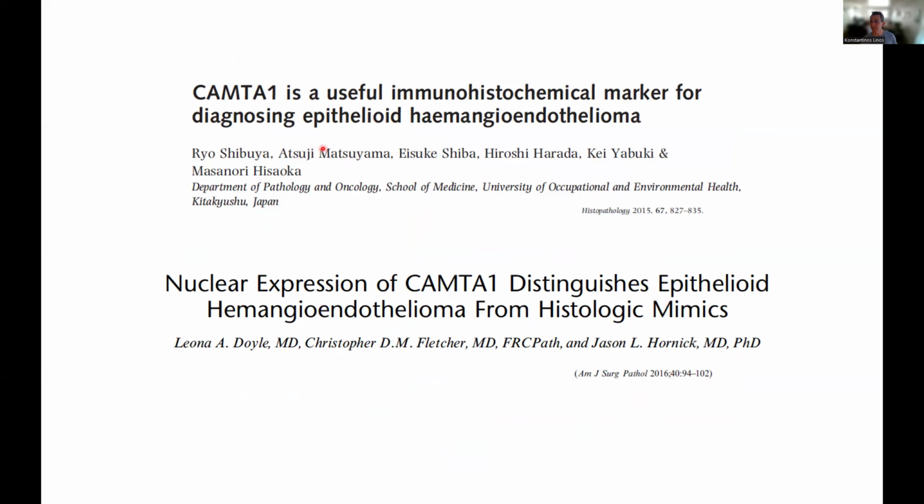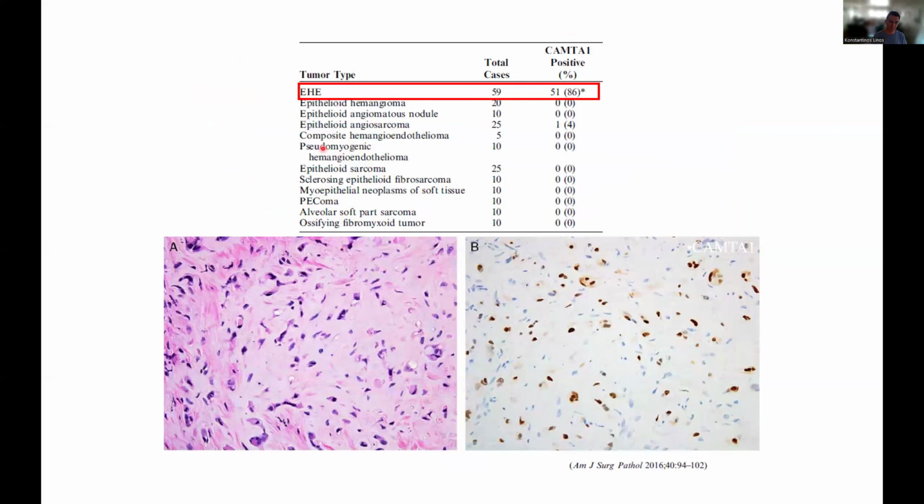And we now have an antibody, CAMTA1, which has a very, very high sensitivity. In the appropriate pathologic context, if it looks like epithelioid hemangioendothelioma and stains like a vascular tumor, you may do the stain and not have to do molecular. In this case, 86% of the cases were positive. Some of them were negative because of decalcification, and one was probably a misdiagnosis, a high-grade epithelioid angiosarcoma.